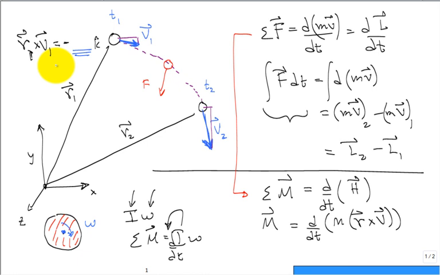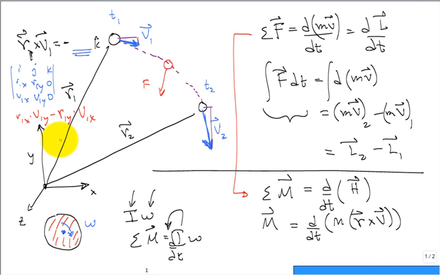Let's continue on. So let me say that you could set up a matrix where you have i, j, k, and then you have r1x, r1y, 0. There's no k component of r1. And then you have v1x and v1y, 0. So when you do that, you would get just r1x times v1y minus r1y times v1x. True or false? So something like that I'm looking for.